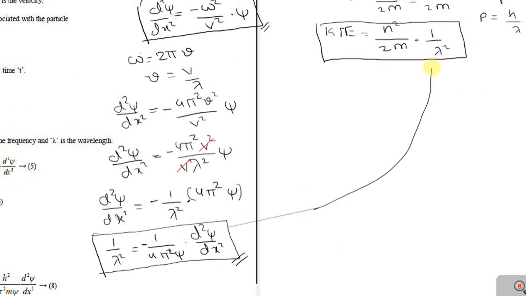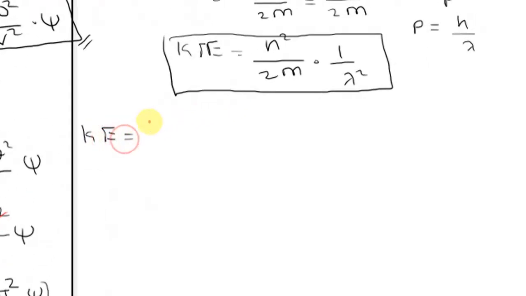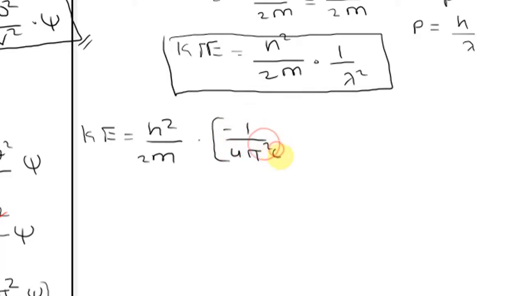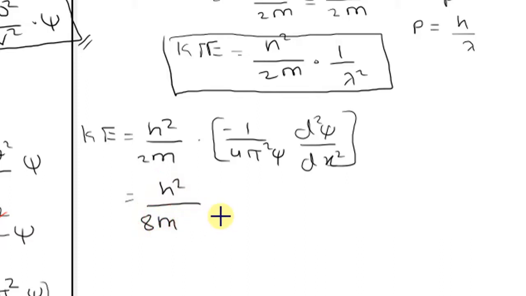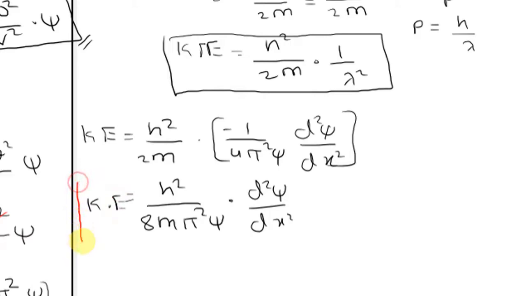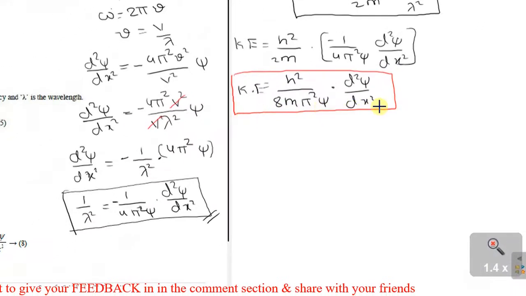So substituting here, we get kinetic energy = h²/2m × (−1/(4π²ψ)) × d²ψ/dx². Multiplying, we get −h²/(8mπ²ψ) × d²ψ/dx². This is the equation for kinetic energy. Once again, keep it inside the box.